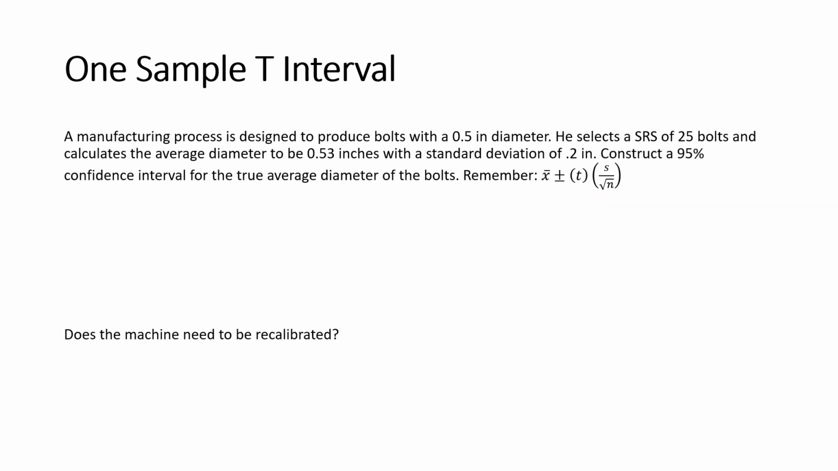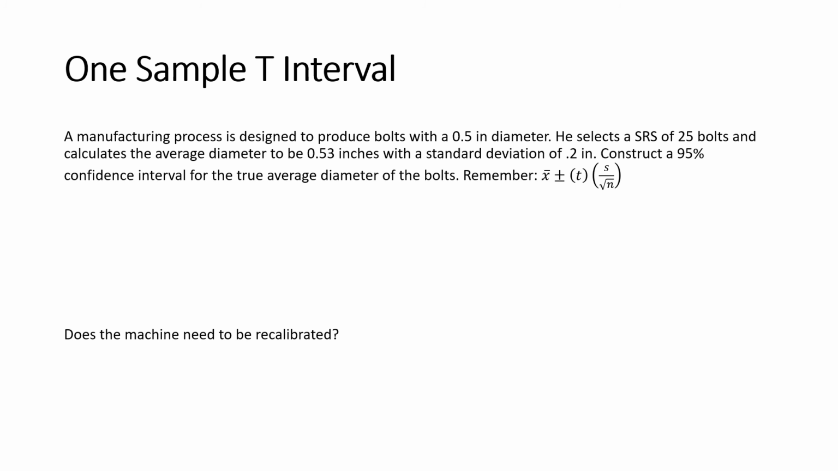All right, let's try another one sample T interval. A manufacturing process is designed to produce bolts with a 0.5-inch diameter. He selects a simple random sample of 25 bolts and calculates the average diameter to be 0.53 inches with a standard deviation of 0.2 inches. Construct a 95% confidence interval for the true average diameter of the bolts.